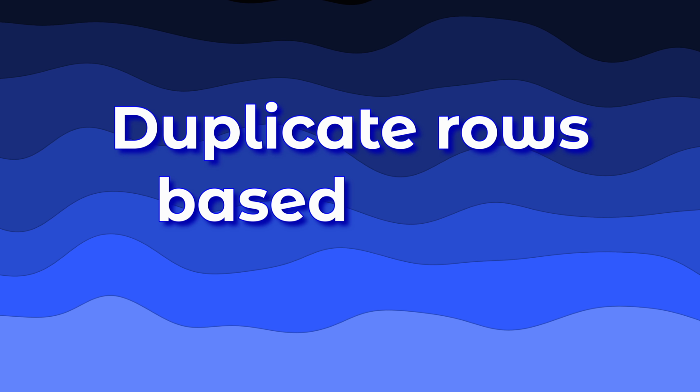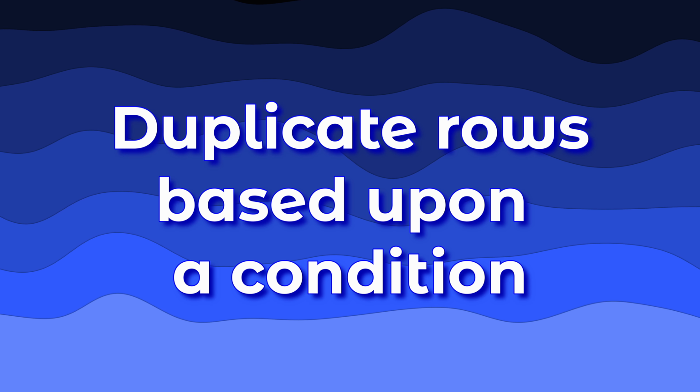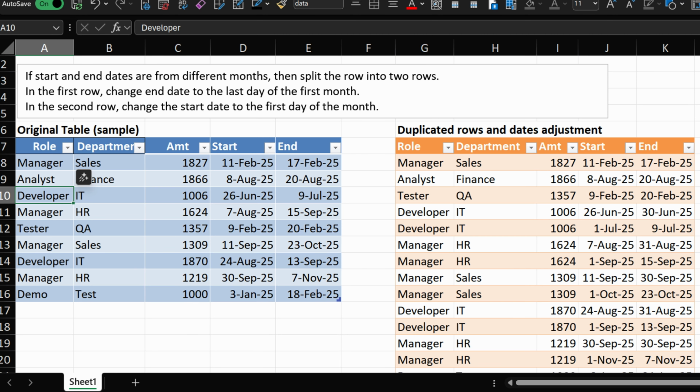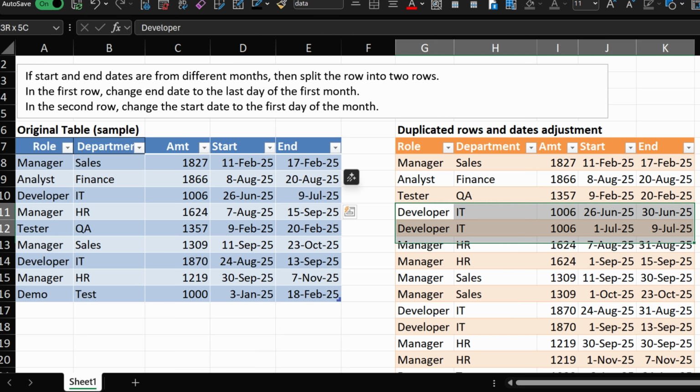In this video, we are going to use Power Query to duplicate certain rows based upon a condition. This is the input data. I have to look at the start and end date. If the month of start date and the end date is different, that means this data is across 2 months. In that case, I want this row to be duplicated like this.